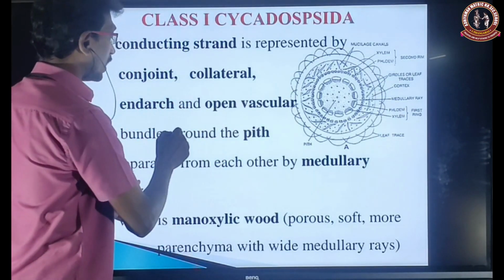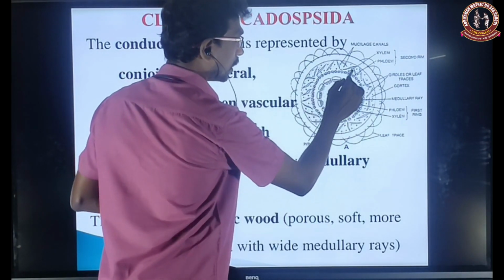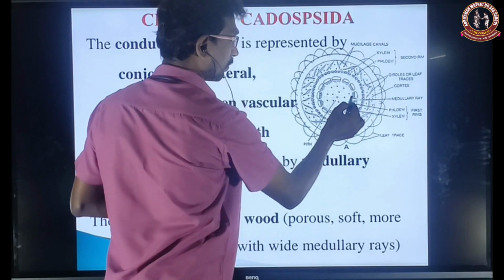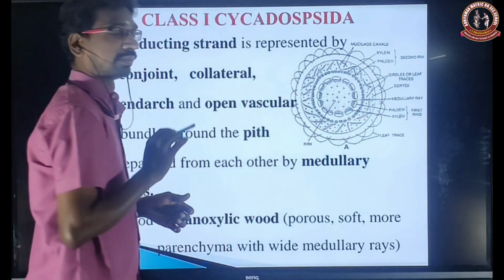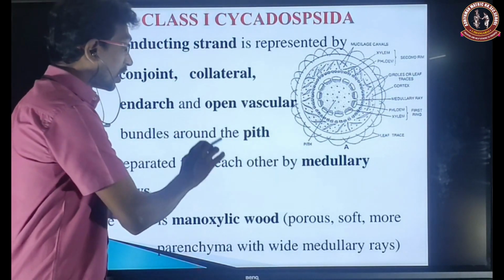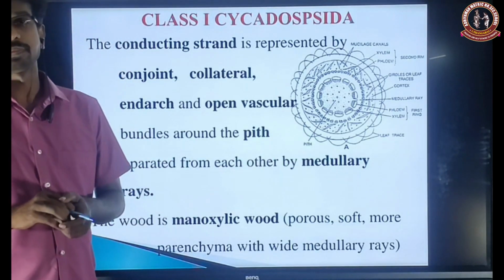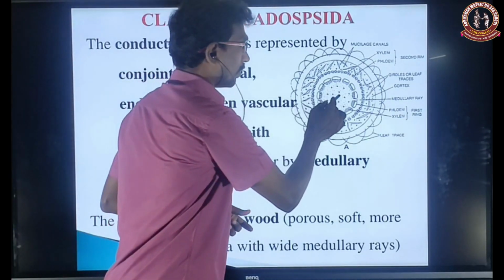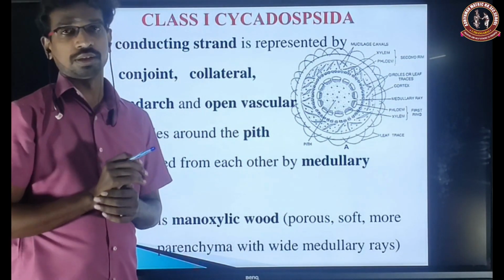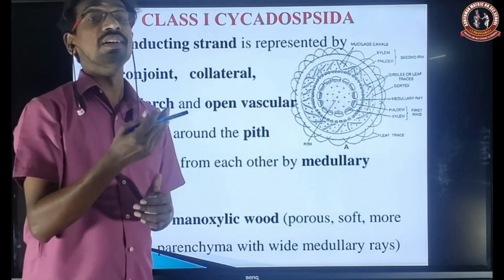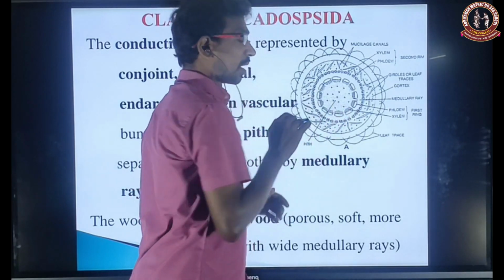The vascular bundles are arranged in a ring. There are two rings, a primary ring and a secondary ring, but they are arranged in a ring-like structure. These vascular bundles are separated by medullary rays. The pith is generally called medulla. The extension of pith in between the vascular bundles is the medullary ray.